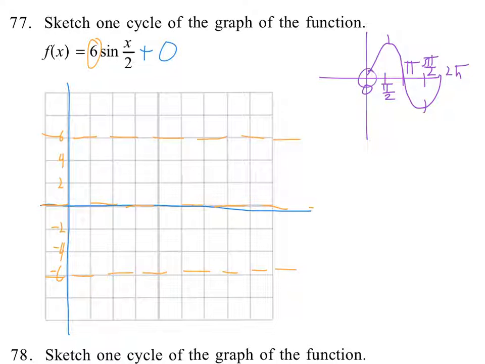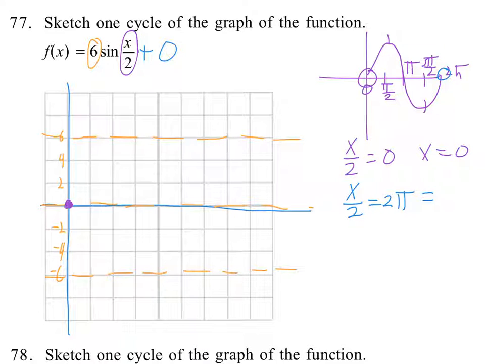Okay, I'm going to find my 0 point first. Set the inside, x over 2 is equal to 0, and I get x equals 0. No phase shift here. I'm going to find my second endpoint. X over 2 is equal to 2 pi, and when I solve that, I get x equals 4 pi. I might find something that's divisible by 4. 1, 2, 3, 4, 5, 6, 7, 8. Sure, that sounds good. That gives me a nice spread out graph too.